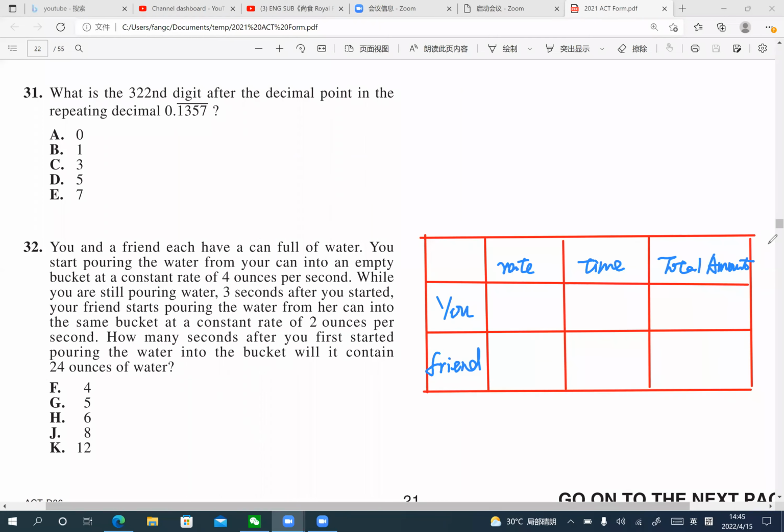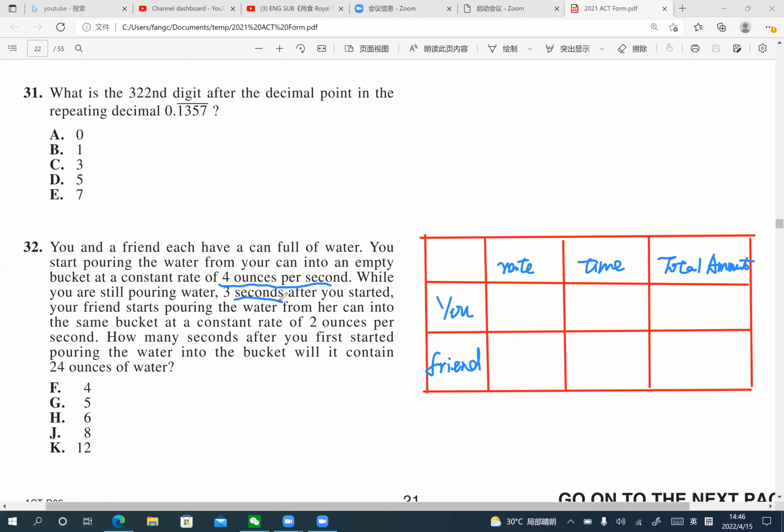Question 32. You and a friend each have a can full of water. You start pouring water from your can into an empty bucket at a constant rate of 4 ounces per second. While you are still pouring water, 3 seconds after you started, your friend starts pouring water from her can into the same bucket at a constant rate of 2 ounces per second. How many seconds after you first started pouring water into the bucket will it contain 24 ounces of water?